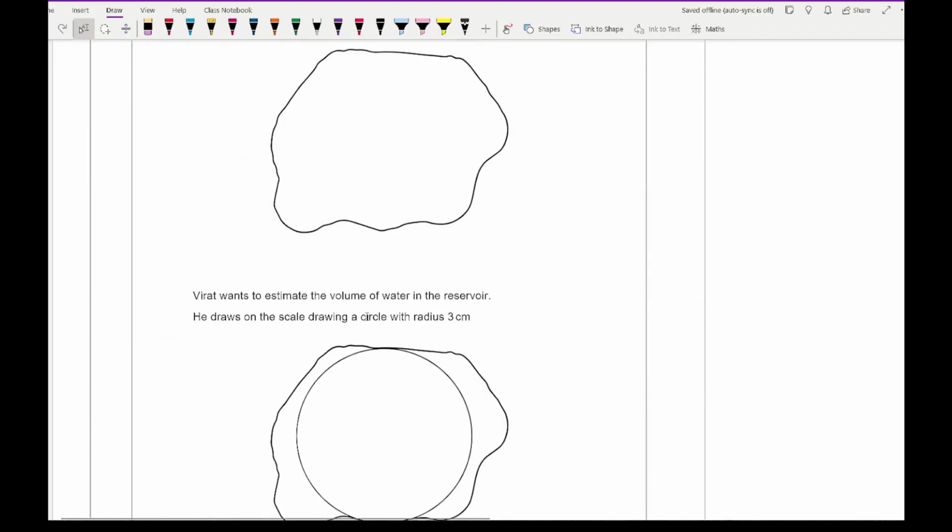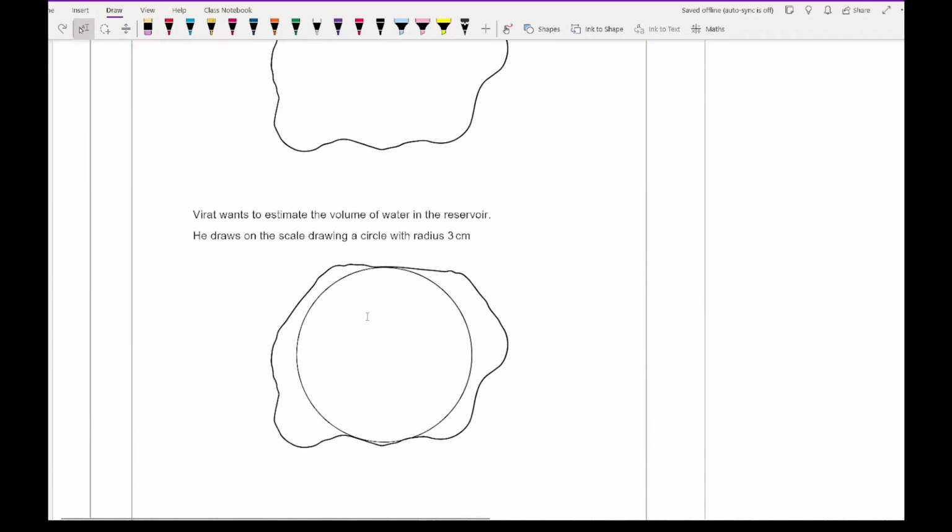So for this, what we need to do is, well, we know that the radius is 3 centimetres.